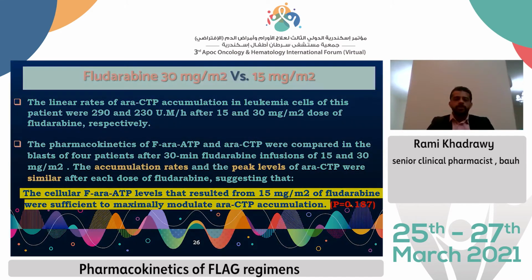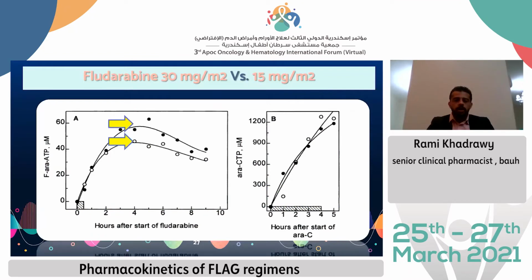To illustrate this, the curve at the left compares the hours after start of fludarabine infusion and the FRATP accumulation. Perhaps it's obvious that the peak concentration is increased. The rate of elimination is still the same, but the rate of accumulation is higher, resulting in more area under the curve for FRATP in the higher dose, 30 milligram per meter square. However, at the right, there was no difference in the accumulation of RACTP in the leukemic blast cells.